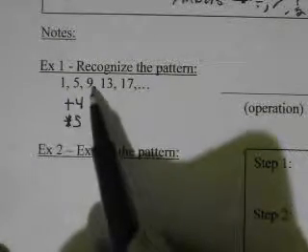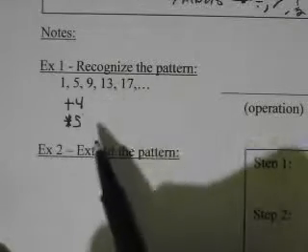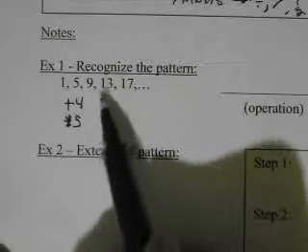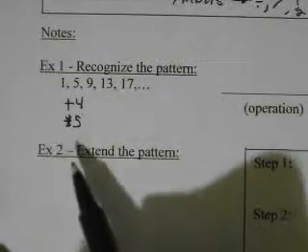Plus 4. 1 plus 4 is 5. Okay, it seems to work out. 5 plus 4 is 9. Seems to work. Let's continue. If it works for the rest of the terms, that has to be the pattern. 9 plus 4 is 13. Okay, and lastly, 13 plus 4 is 17.